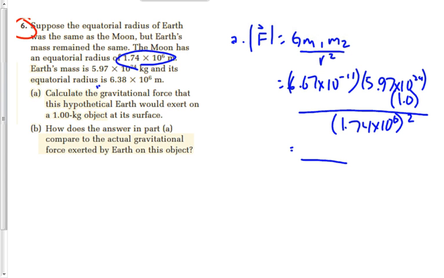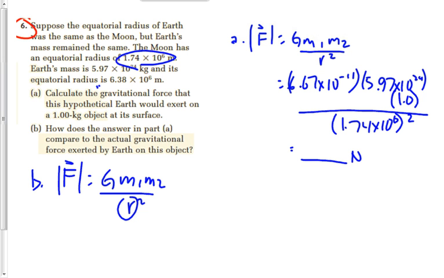Now, what does B say? How does the answer in part A compare to the actual gravitational force exerted by Earth on this object? For B, you want to find the actual value by using the same equation, but with the real radius, not with the radius of the moon, but the radius of the Earth. And then we want to compare them.